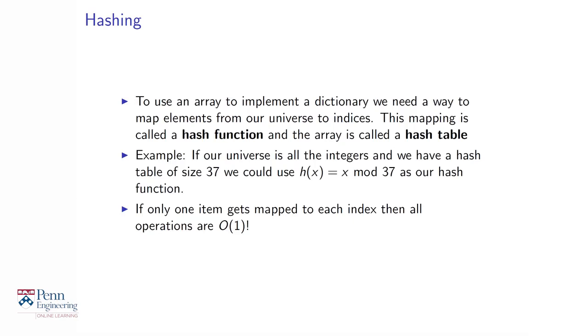Now, if every element in the universe maps to a different location in the hash table, then insert, delete, and find are all very easy order 1 operations. To insert an element x, you just map x to x mod 37 and store the record containing x in that location. To delete an element x, you look for x in the location x mod 37, and when you find it, you remove it. So that's also order 1. And to find an element x, it's the same thing. You look for x in the location x mod 37.